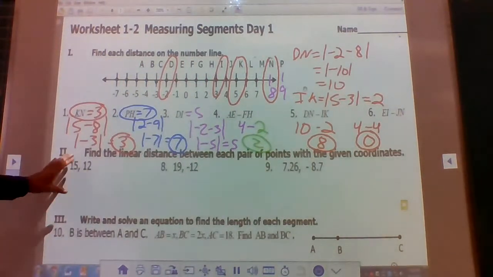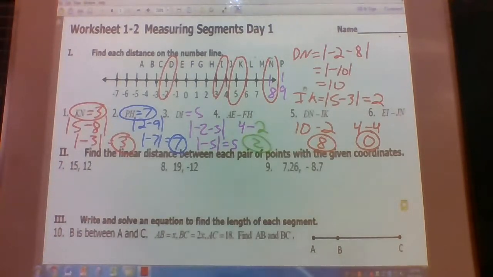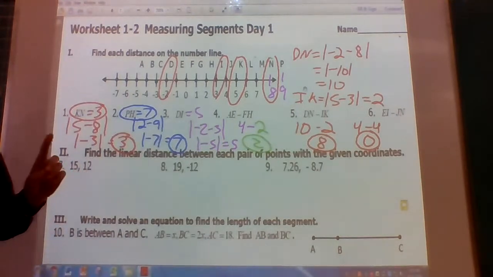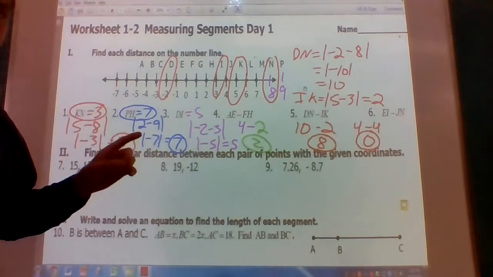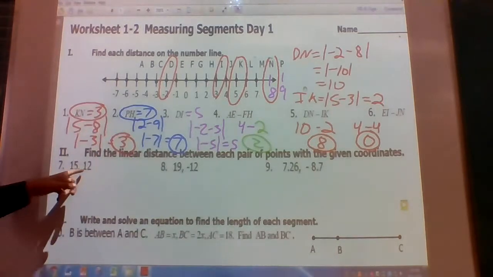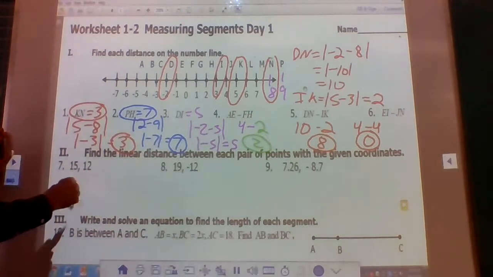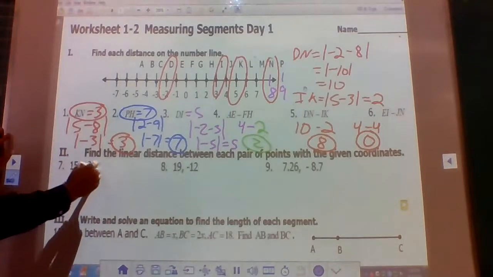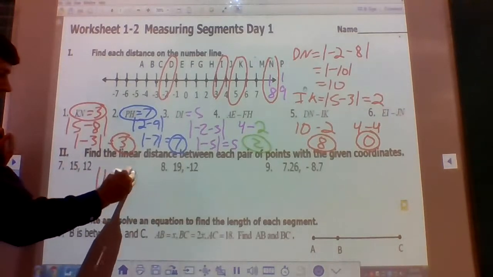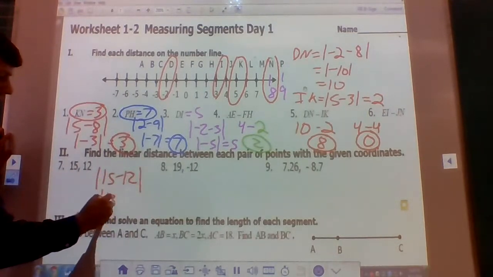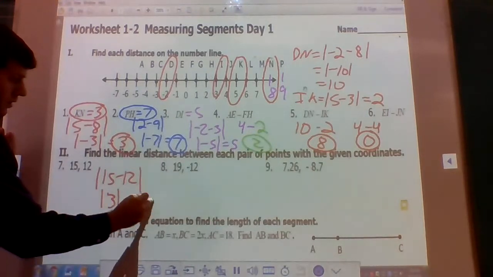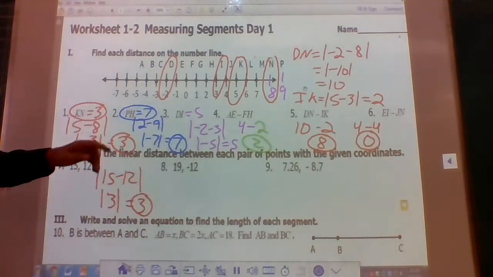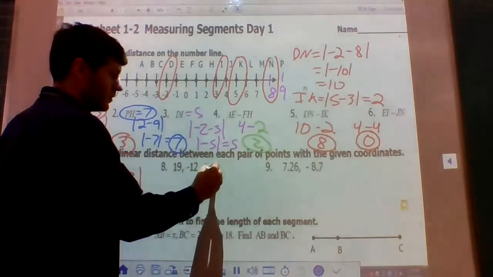Okay, then here we're finding the linear distance between each pair of points with the given coordinates. So it's linear distance. We're dealing with one dimension, so we only are going to have one coordinate. So this is 15 to 12. Again, you can just find the difference there. The absolute value of 15 minus 12 is going to be the absolute value of 3, which is going to equal 3.